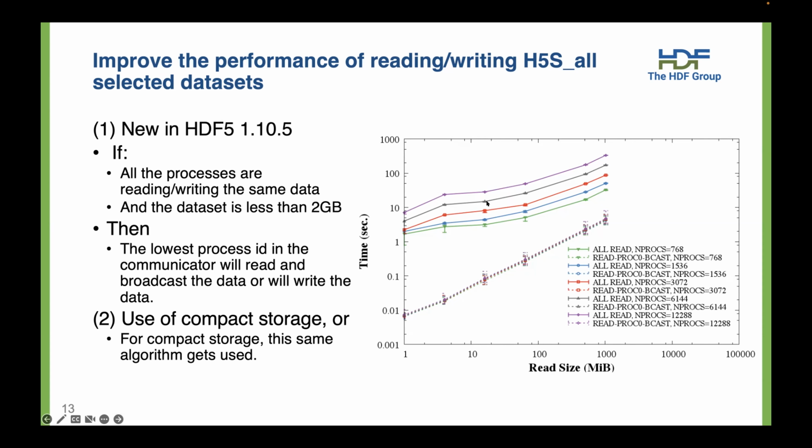And you can see the improvements. The solid line here is all ranks reading it, and the dotted line is having just one process read the data and send it out to the other ranks. You can get this same effect by using compact storage, because this uses the same algorithm. And in CGNS, we later converted a lot of the data sets to compact storage, so we didn't have to worry about this feature in HDF5.